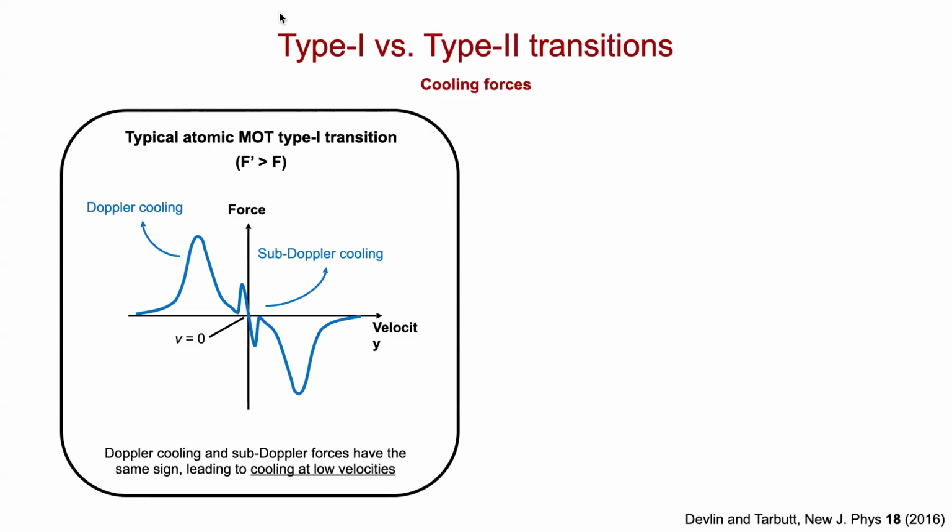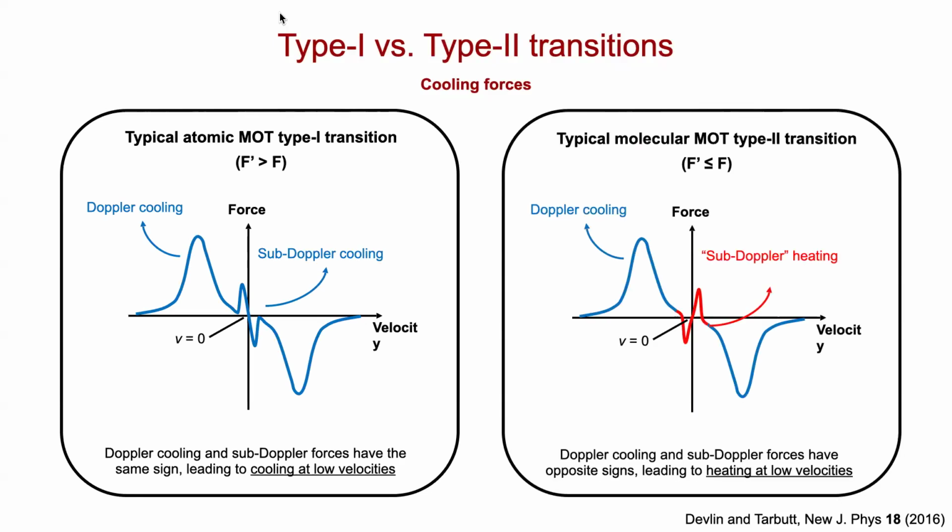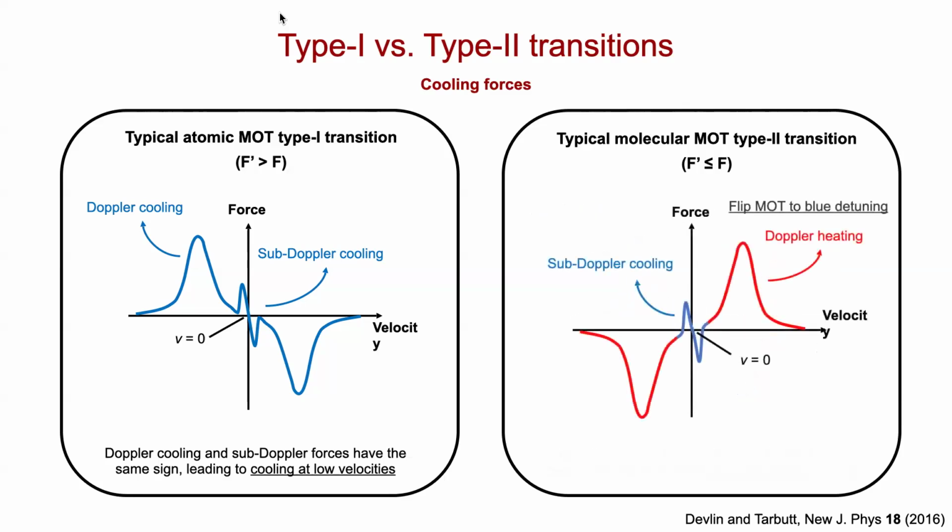In a typical type 1 transition, here as a function of velocity, and this is for a MOT force, you have this kind of structure: the well-known subdoppler cooling at low velocities and Doppler cooling at high velocities, all just wonderful for a MOT. For type 2 transitions, we have Doppler cooling, but the structure is such that you end up with subdoppler heating if you're red detuned. Here you're red detuned, here you're red detuned. What Mike Tarbutt and his collaborator pointed out is that if you flip to blue detuning, you actually get subdoppler cooling at low velocities.